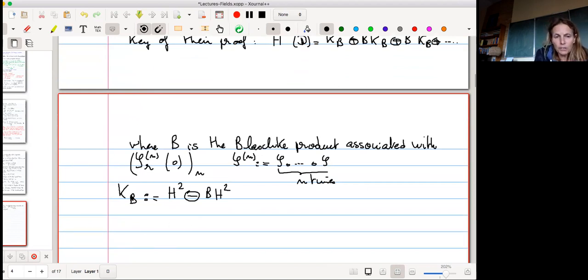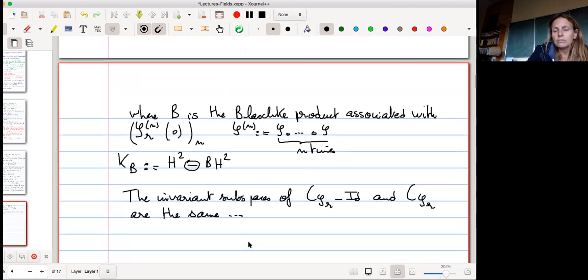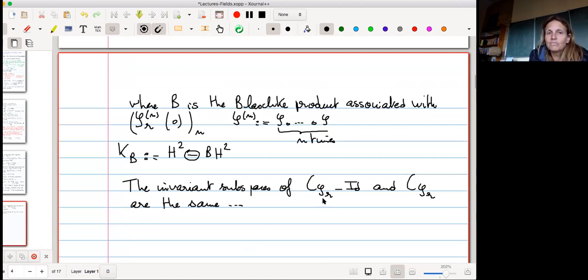Okay, and just note that the invariant spaces of this operator and C phi R are the same. So regarding the problem of invariant spaces, it's equivalent to study C phi R.